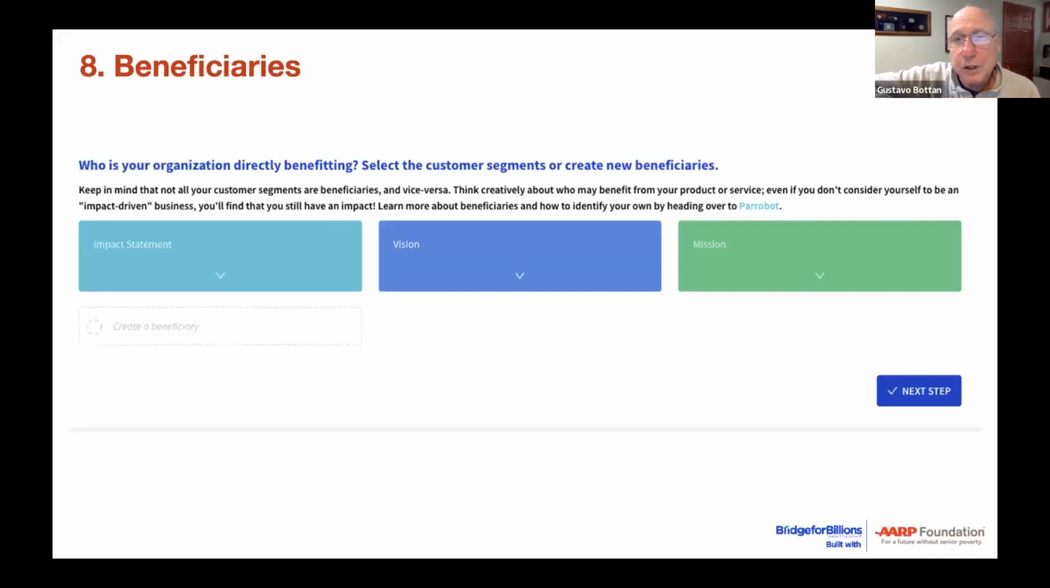And here's what you see in your tool, where you're going to create a beneficiary, and you will list all the beneficiaries that you're going to be affecting. You will have your impact statement, vision statement, and mission statement appear under it when you click on the arrow. So the template is going to start building the whole impact plan as we go along.